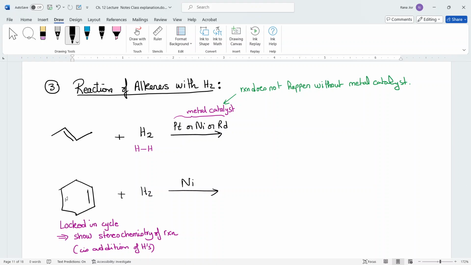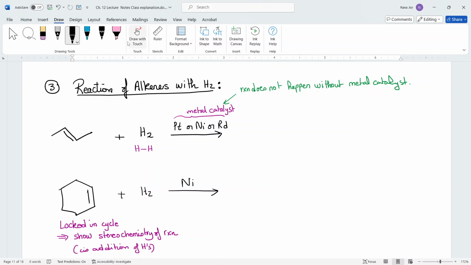and it happens only whenever you have a metal catalyst. So without a metal catalyst, the reaction does not happen. Meaning, if you have an alkene and just the hydrogen, with nothing above the arrow, then there will be no reaction. What makes the reaction happen is any of these metal catalysts. It's either Pt, platinum, or nickel, or rhodium. Any metal of those allows the reaction to happen.